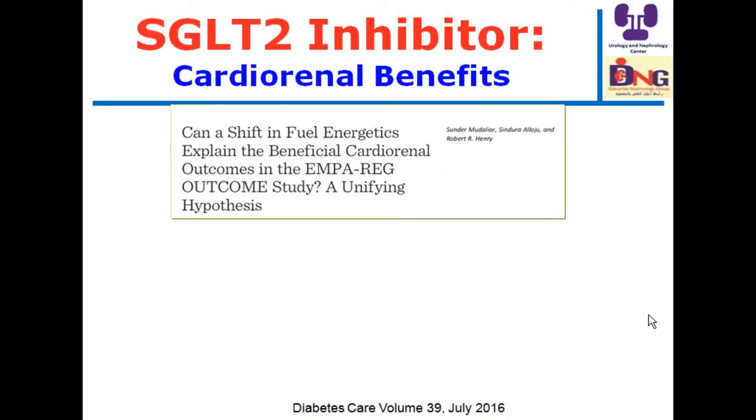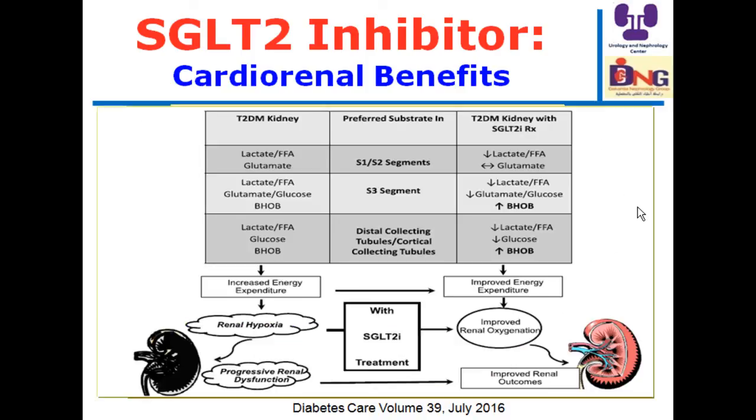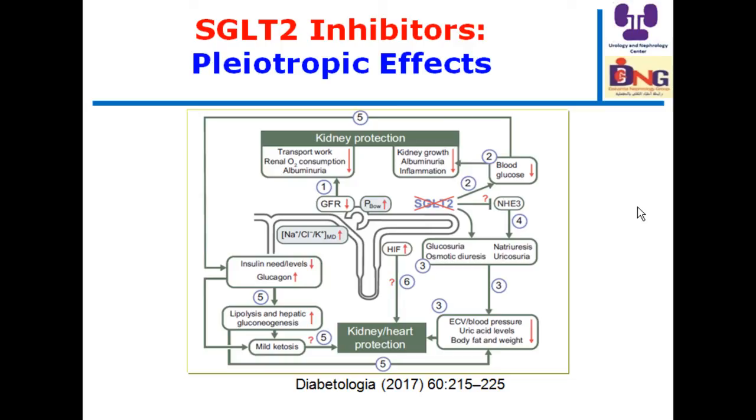Here, just to show you, from the EMPA-REG OUTCOME trial, there is a hypothesis regarding a shift in fuel energetics and how energy is utilized in type 2 diabetes by the use of this class. In type 2 diabetes, there is excess fat oxidation, reduced glucose oxidation, decreased efficiency of energy utilization, decreased ATP to oxygen ratio, and decreased cardiac work efficiency. When we use this class of drug, there will be decreased fat oxidation, increased glucose oxidation, increased beta hydroxybutyrate oxidation, increased efficiency of energy, and improved cardiac work efficiency with subsequent cardiac and renal protection.